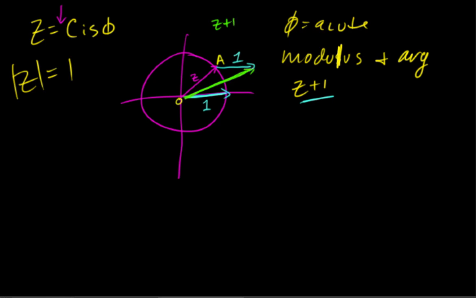Now, we can also turn this into a rhombus. We'll call that B, and that B, and that C, which this would also be z, which is 1. So we have 1, 1, 1, 1, so that's a rhombus.